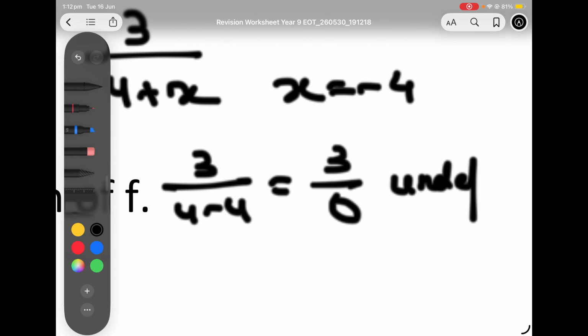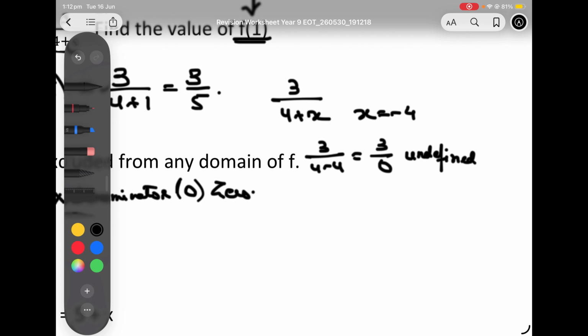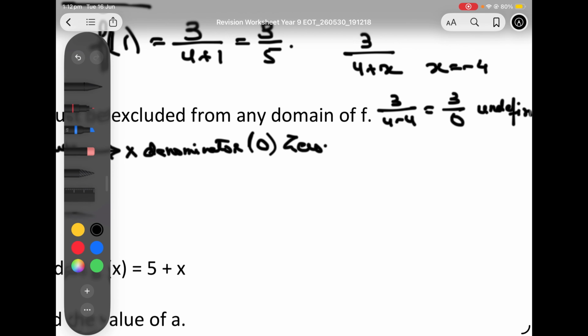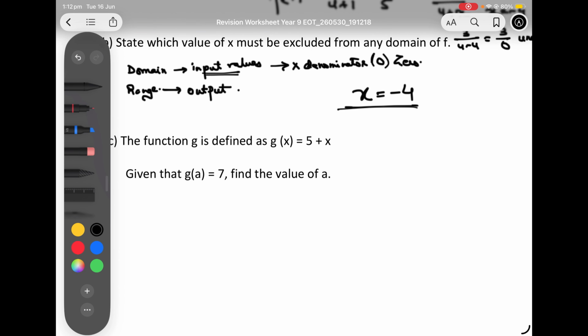When I say something is undefined, I cannot solve it further. So the only value that you have to escape in the domain is x equal to minus 4. Rest all the other values can be taken, because if I take x equal to minus 4, that will make my denominator a 0. So we have to avoid that particular value.